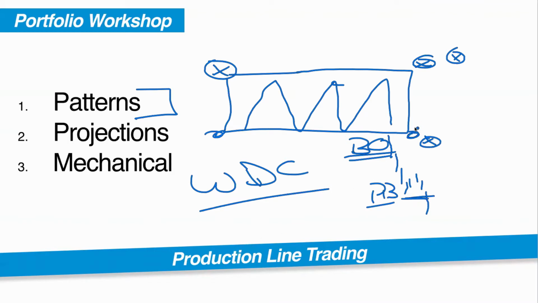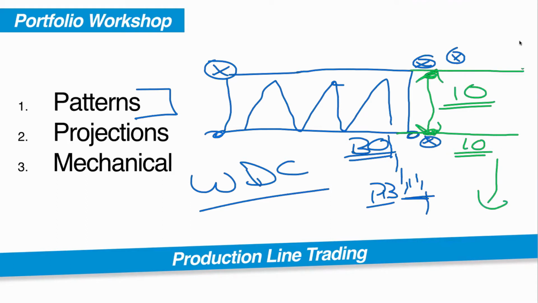So the first thing that we can do is look for the height of the range. So when it comes to patterns, take the height of the consolidation, and let's just say that's $10. Take the height of the consolidation and project it down from the boundary low or the boundary high. That's it. So there's the first one, nice and simple. The height of the pattern is the first target.